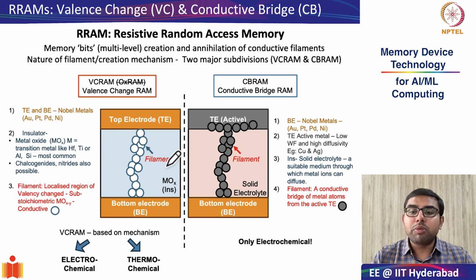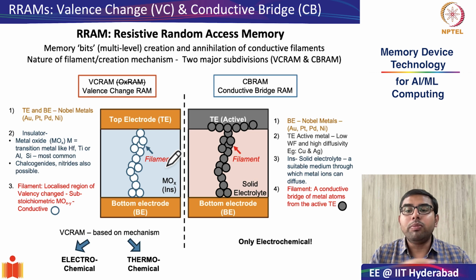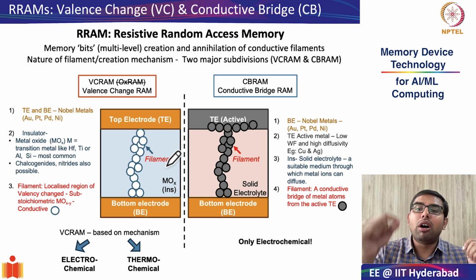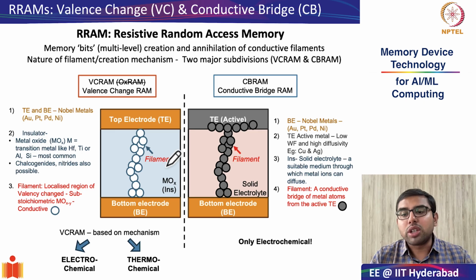For CB-RAMs, we saw how by the process of ionization and then diffusion of atoms, or rather cations, from the top active electrode, you were able to create a filament which consisted of these active metal ions, and by applying an opposite bias you can reverse this process and also rupture the filament.